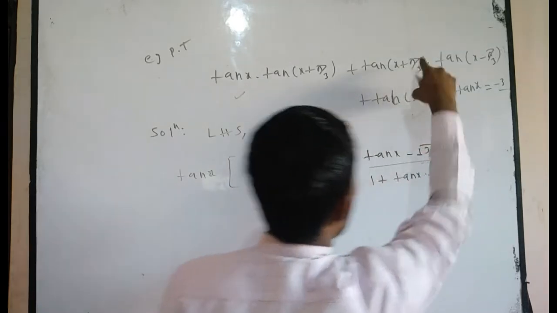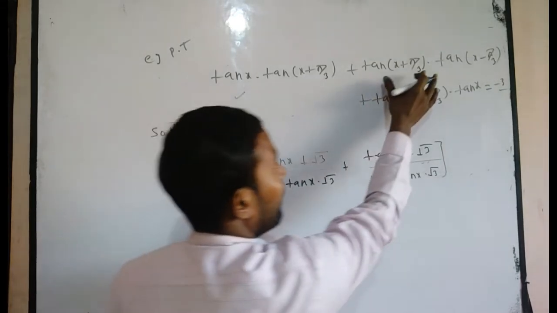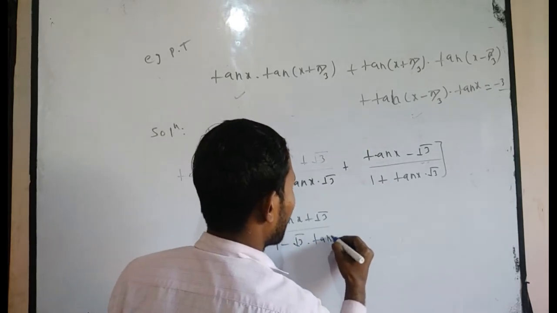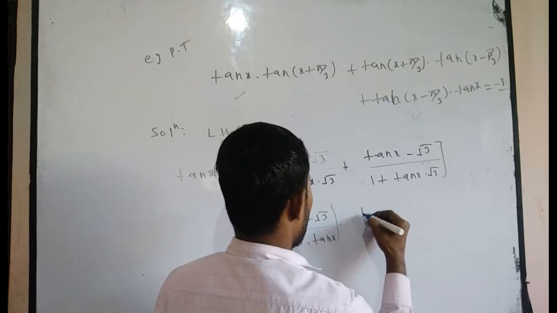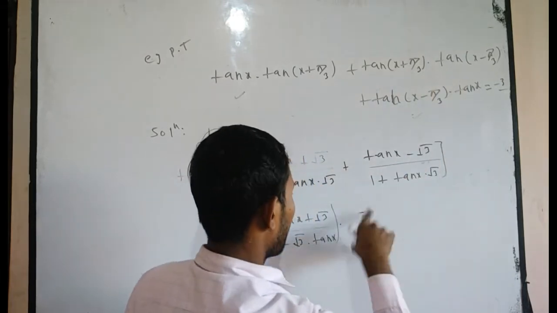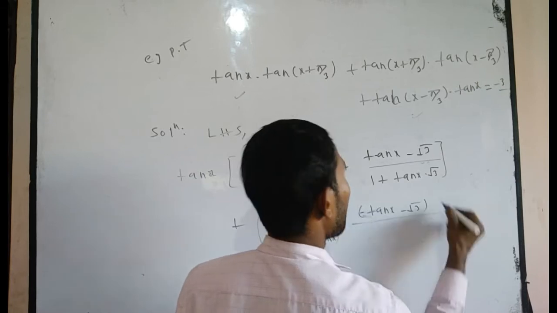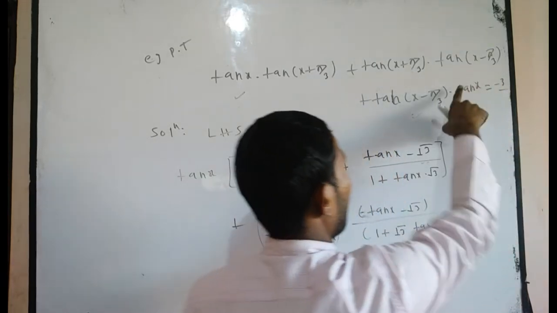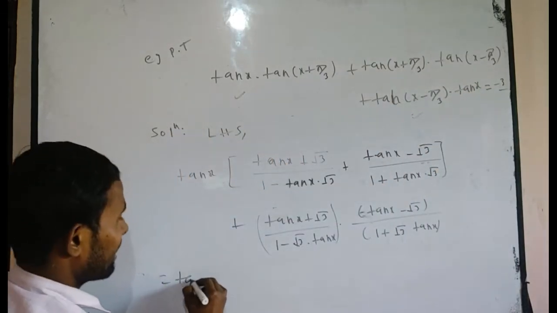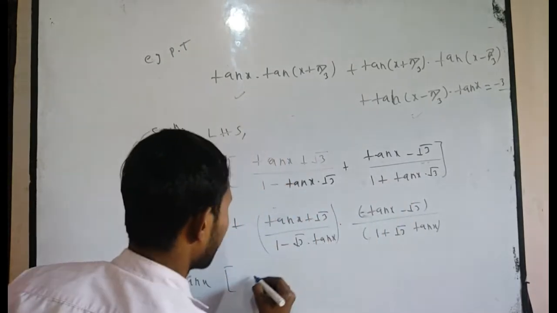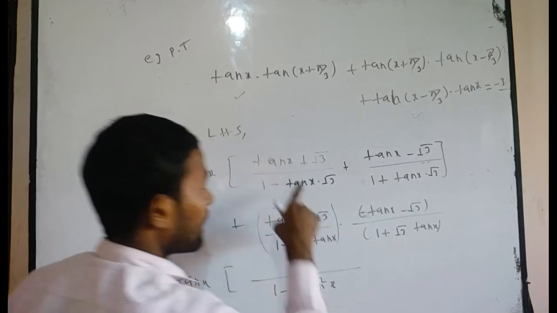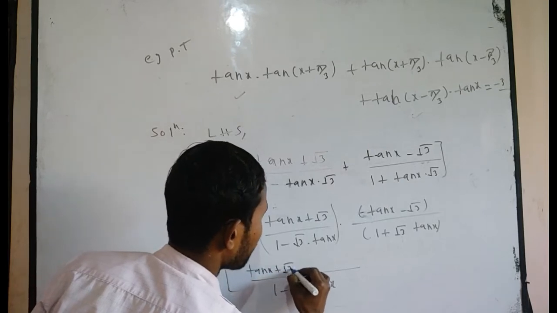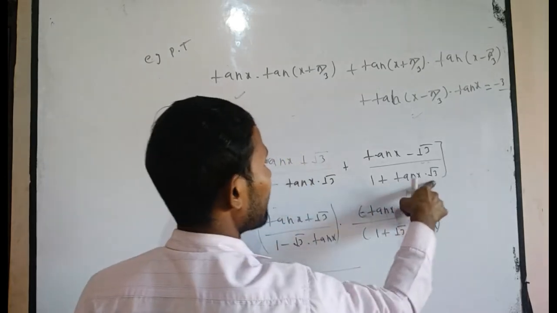This is the formula of this part and this is the other part. Now you have to calculate it. tan x times, here the LCM will be 1 minus 3 tan square x. If you multiply (tan x plus root 3) by (1 plus root 3 tan x), then you get tan x plus root 3, and if you multiply by root 3 tan x in this term, you get root 3 tan square x.